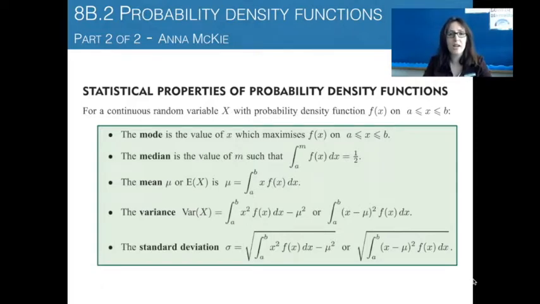Hello, I'm Anna Mackay and this is the second video on probability density functions. Here are some of the statistical properties. I'm not going to go into too much detail here because we're going to put them into practice in an example.